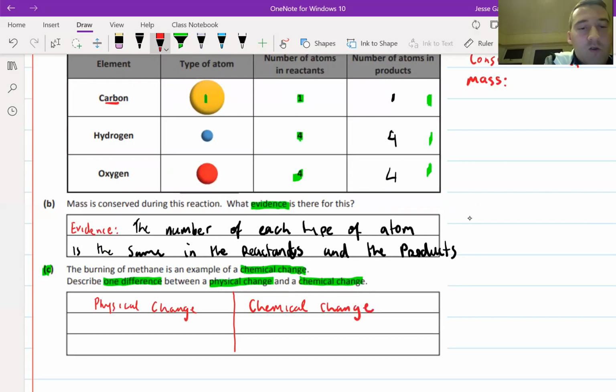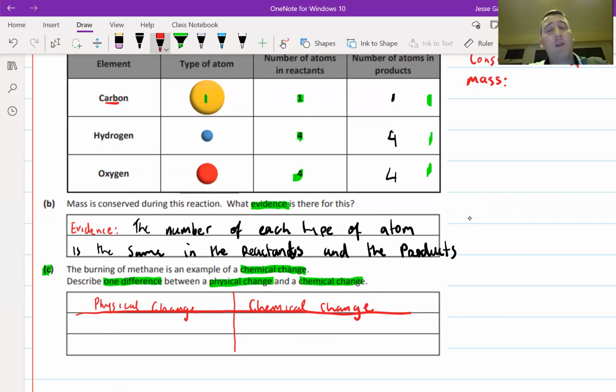I want you to describe one difference between them. There is one main one. There might be a few other ones that might be acceptable as well. Pause the video and write down the main difference between these two types of change. Pause the video and do that now.